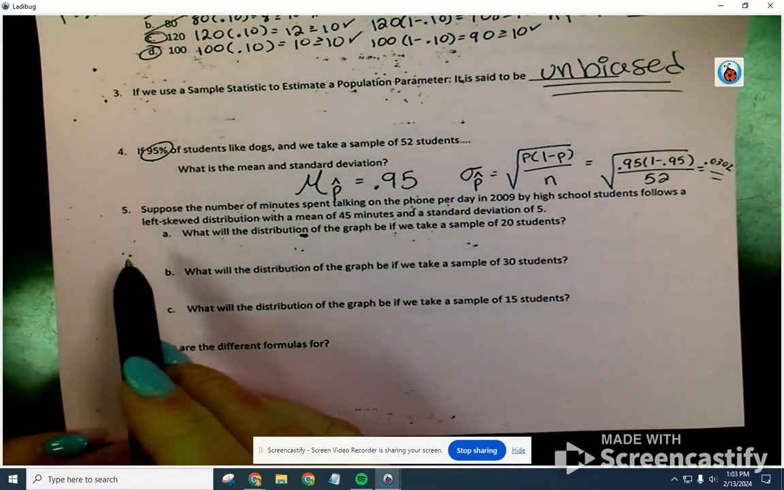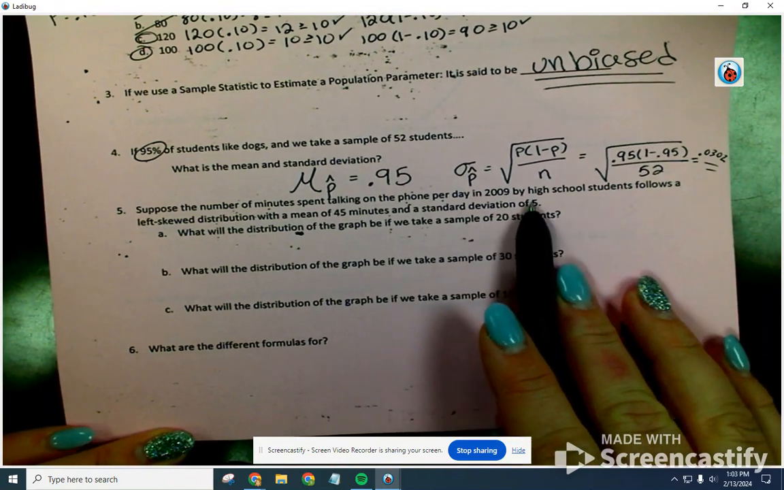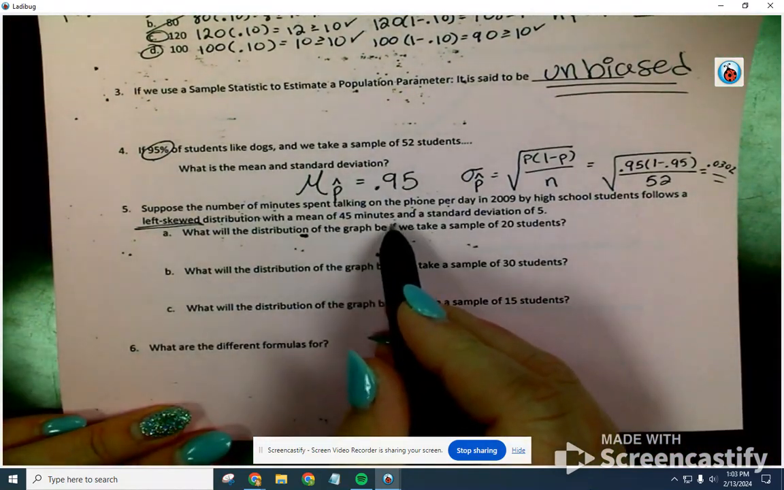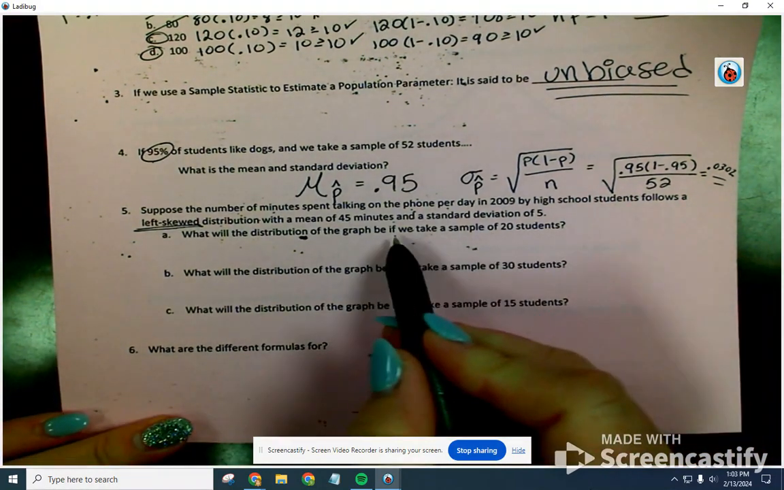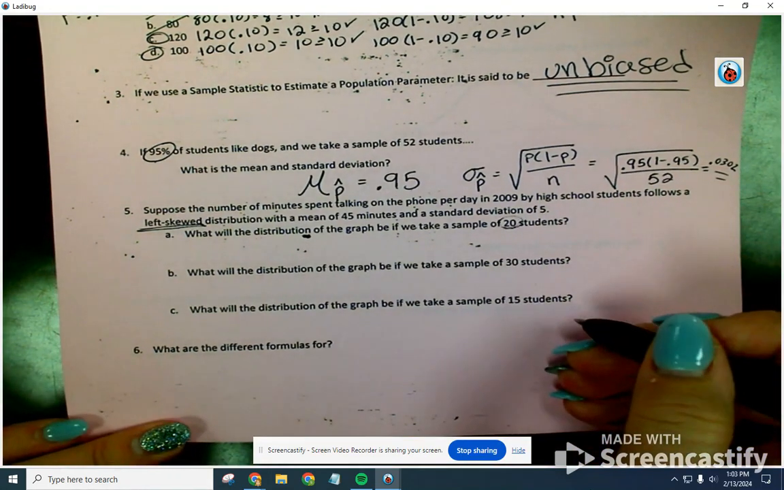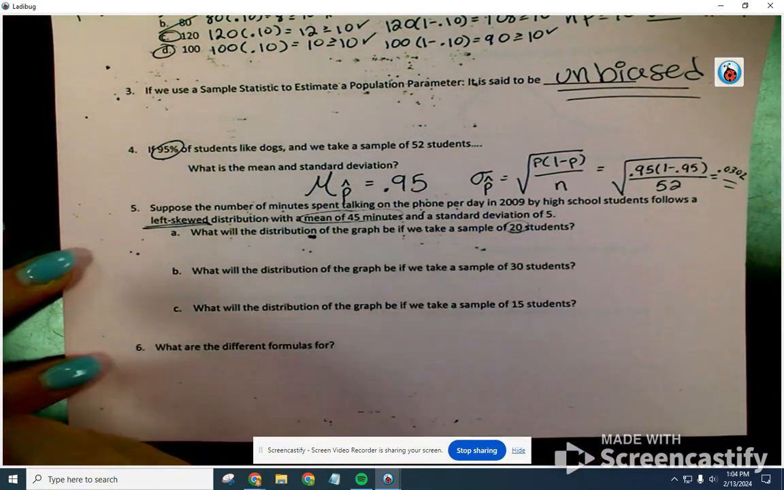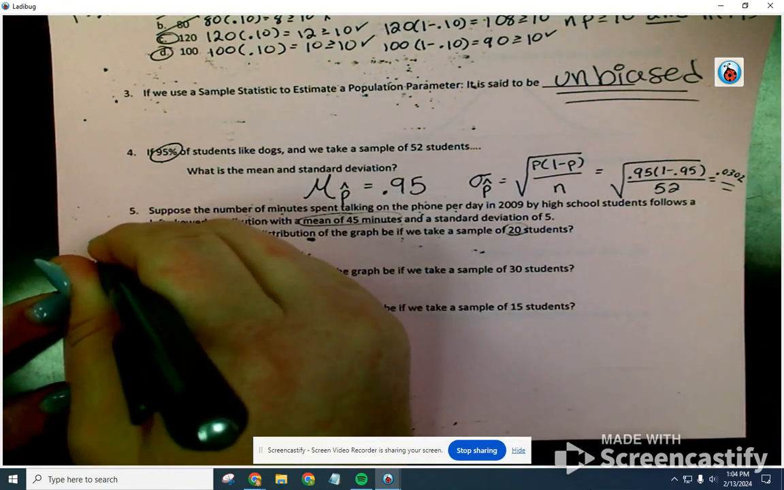All right, number 5. Suppose the number of minutes spent talking on the phone per day in 2009 by high school students follows a left-skewed distribution with a mean of 45 and a standard deviation of 5. What will the distribution of the graph be if we take a sample of 20 students? So for this, we're going to look and see, is this a mean or is this a standard deviation? And it says right here, it's a mean of 45. So that tells us that this question is an average. So for averages, we're going to look at the central limit theorem.